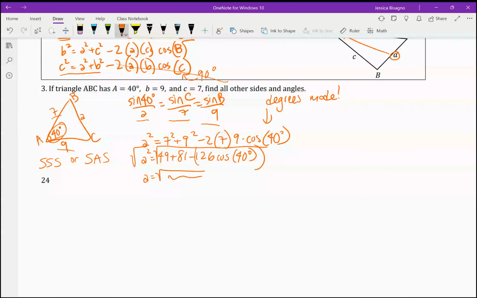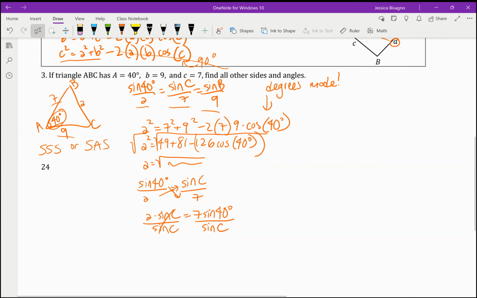Technically, when you take the square root, you need plus or minus, but it's a side length, so it's not going to be negative. And then to solve for the other angles and side lengths, if I know what side length A is, so A is the square root of whatever, I just leave it in my calculator, then I can solve for my other angle measures. I'd be able to cross multiply. I would get A times sine of C is equal to 7 sine of 40.